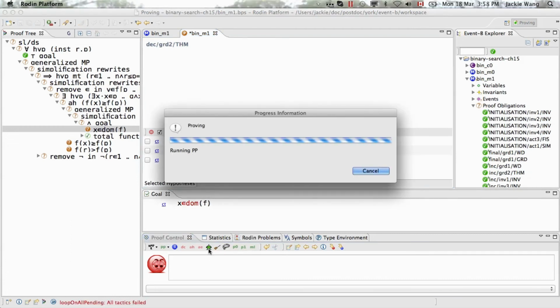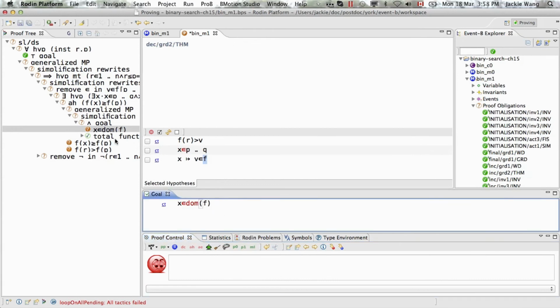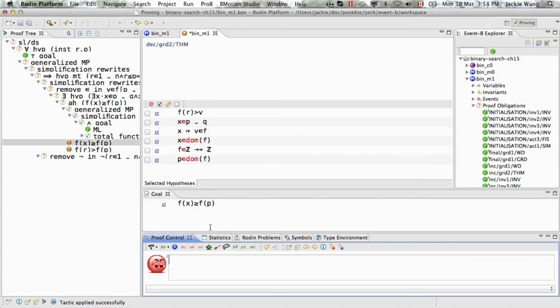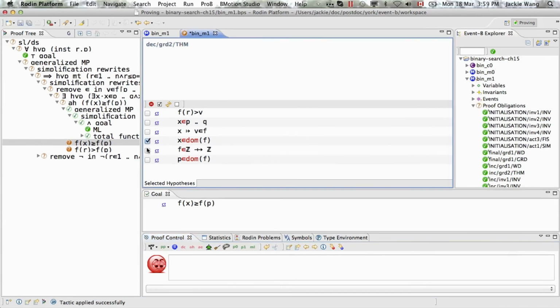Okay? So let's see if that will blow away. So let's try again. Good. So that blows away. So now, let's see what remains to be proved. This guy here. So first of all, we know that f of r is larger than v, and we know that x maps to v is in f. And it turns out the only thing we need would be, okay, let me just isolate the theorems that we need in order to prove that.